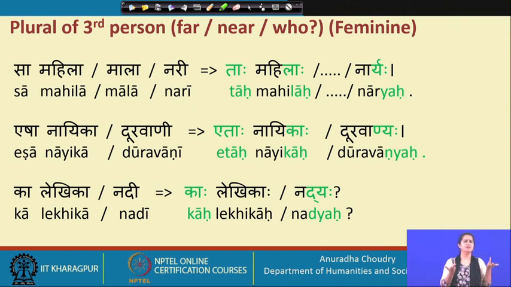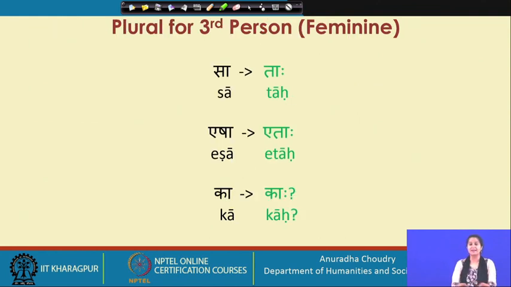And then kaha nadyaha. Which rivers are there in India? Kaha nadyaha. Or ka nadi, which river in the singular, in the plural becomes kaha nadyaha. Uttamam. Let's look at that now as we have it here. So, sa becomes taha, esha becomes etaha, ka becomes kaha. Very good. Moving on.